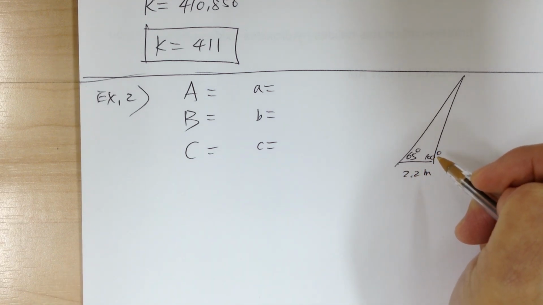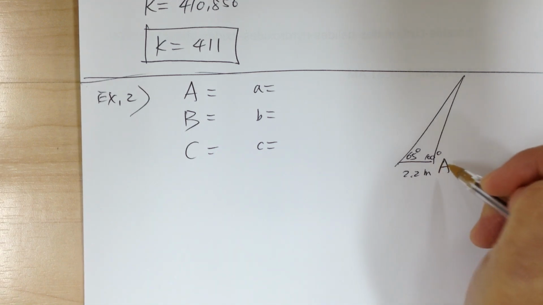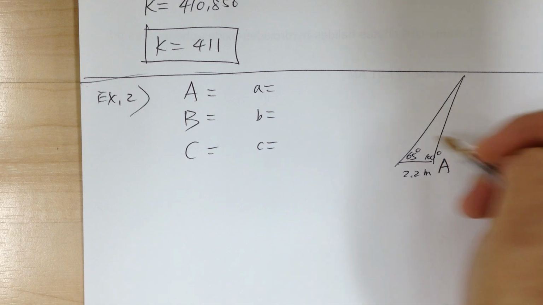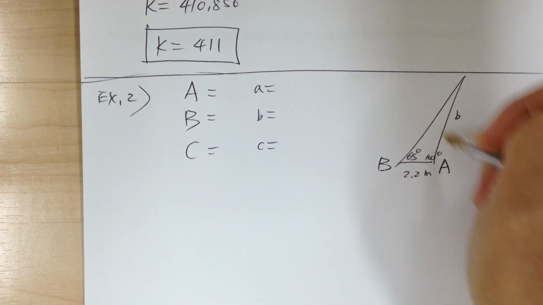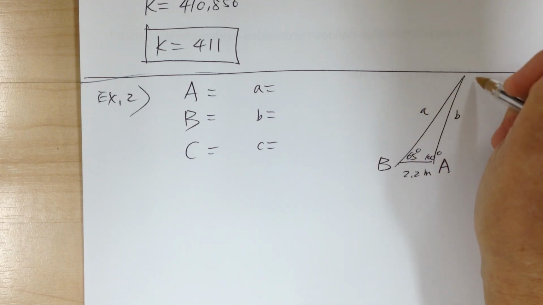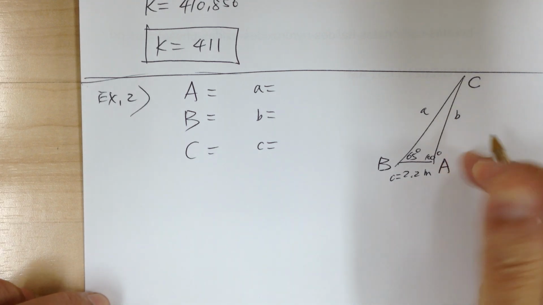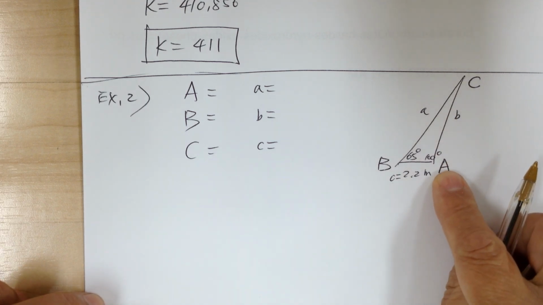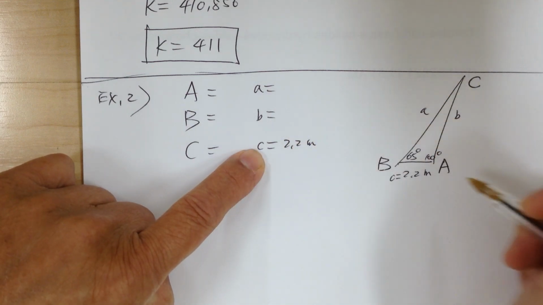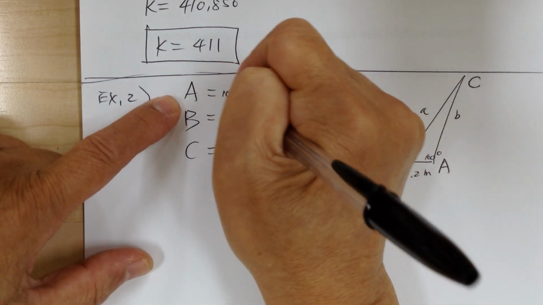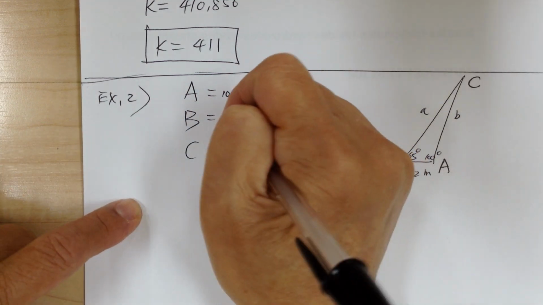Let's just follow the notation in the book. They call this one side A, and B is over here. So if this is B, this will be small b, and this will be small a. That means this is an angle C, and this is small c. So C is 2.2 meters, angle A is 100 degrees, and B is 65 degrees.